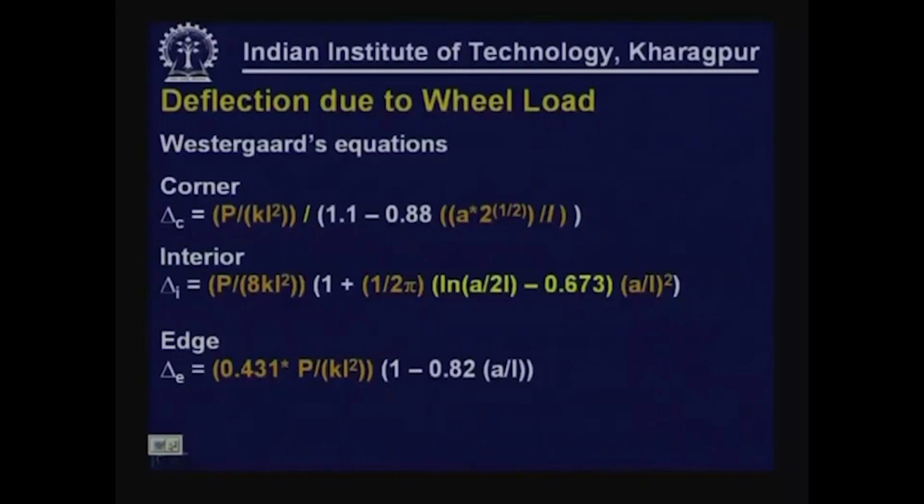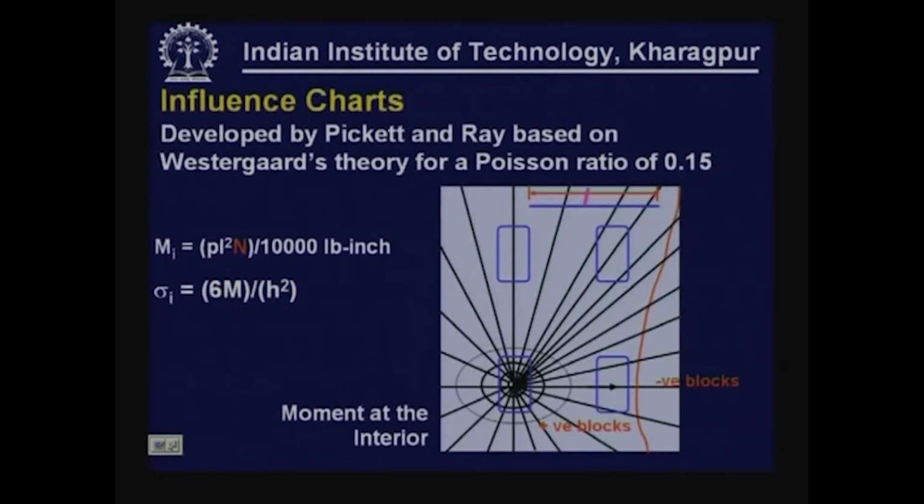So, these are the three expressions that we have for corner loading, interior loading and edge loading and the corresponding deflections. As in the case of stresses, here also these three deflections are a function of the load that is applied, K, L that is the radius of relative stiffness, and A that is the radius of load contact area. There are a number of influence charts available, developed by Pickett and Ray based on Westergaard's theory. This is for a Poisson ratio value of 0.15. This is an influence chart developed for computing the moment in the interior region.